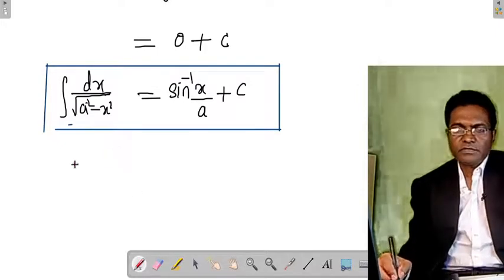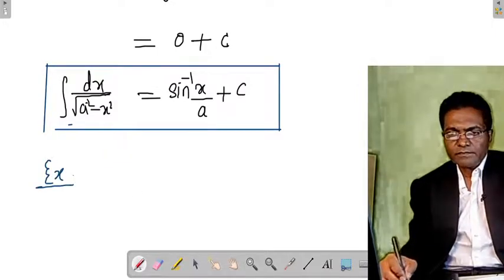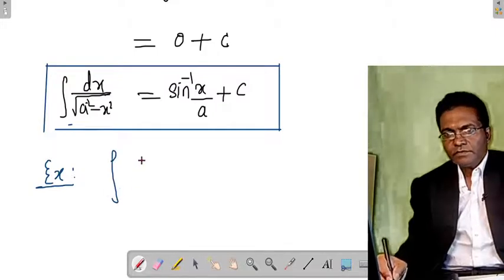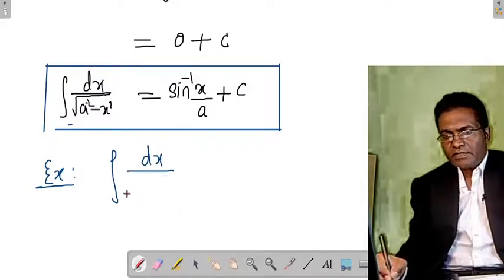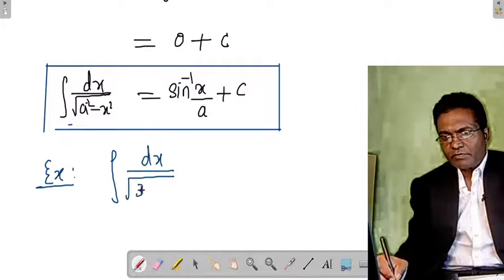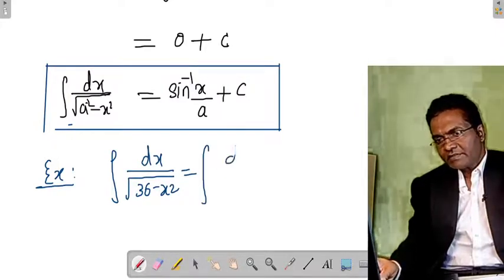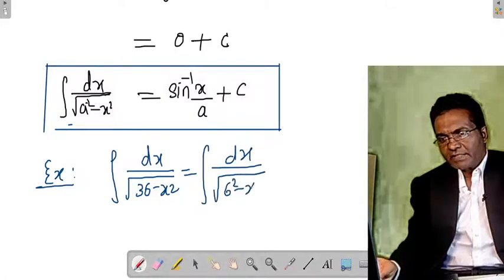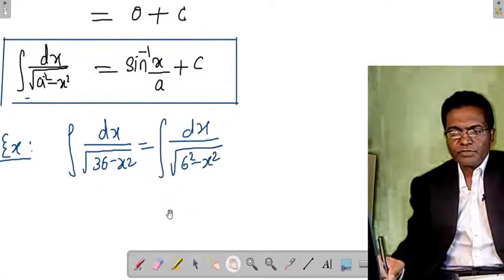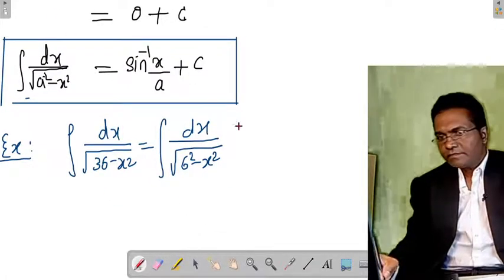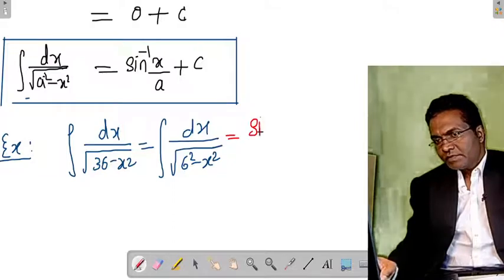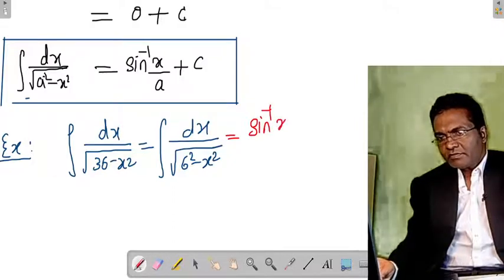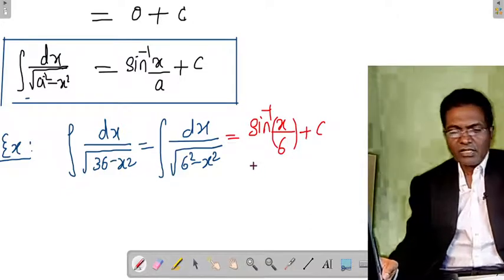So we had an example there. Integration dx by square root of 36 minus x square. Yes, simple one. 36 means 6 square minus x square, so you can directly write the result. It is sin inverse of x by 6 plus c.